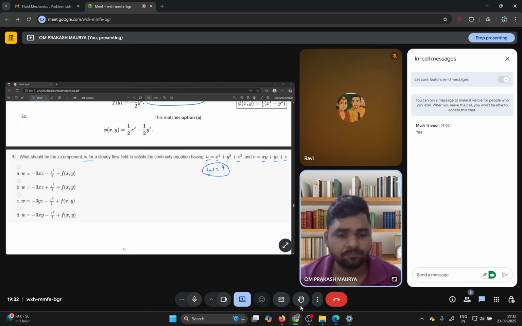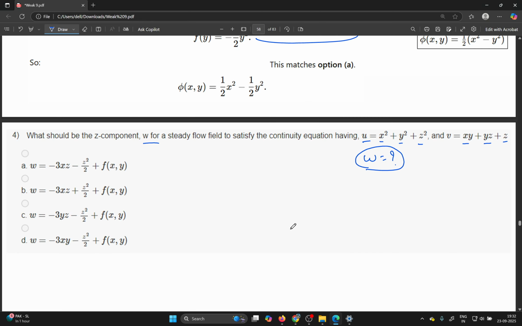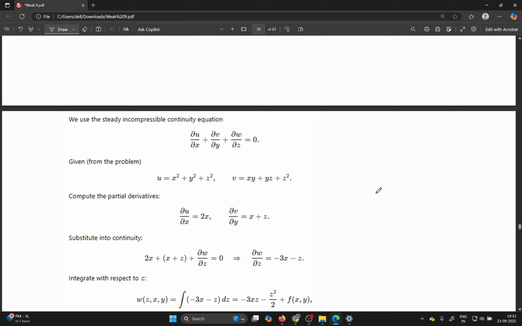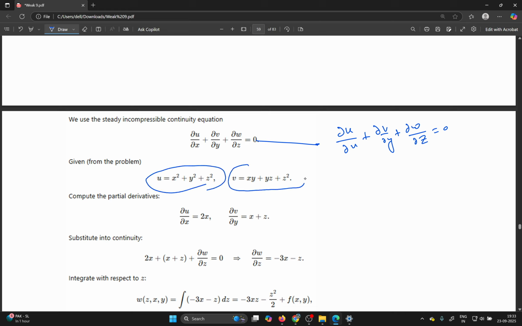So now let us solve. Here we need to calculate the W component and you have U and V. So how will I proceed? I have already solved it for you. You already know the three-dimensional continuity equation, which is del U by del X plus del V by del Y plus del W by del Z is equal to 0. You have your U component and V component.